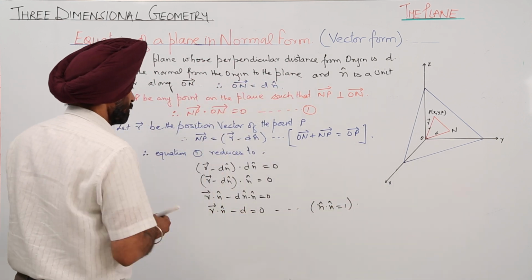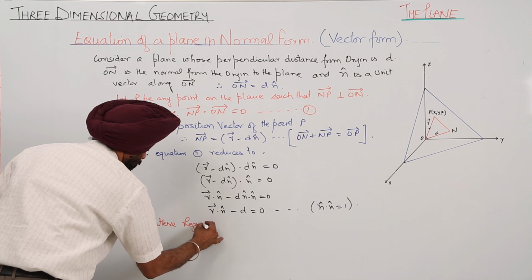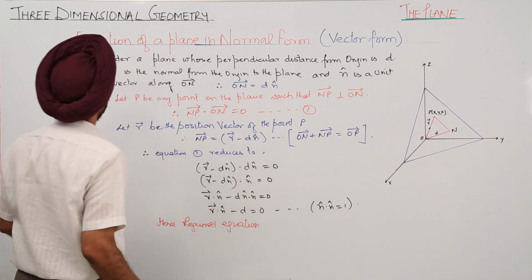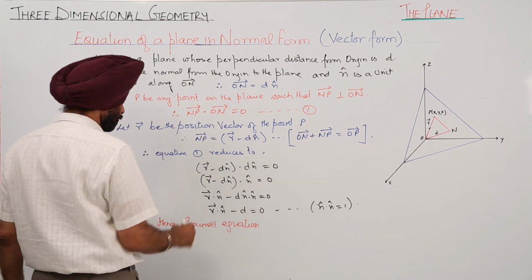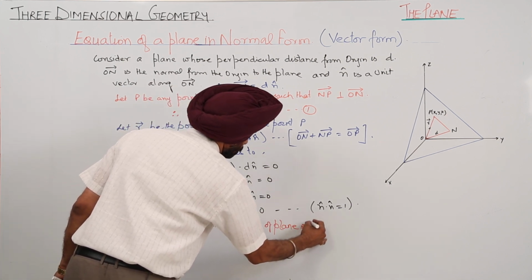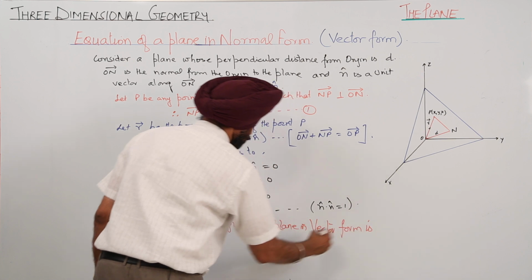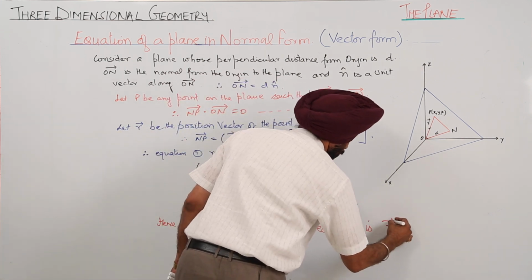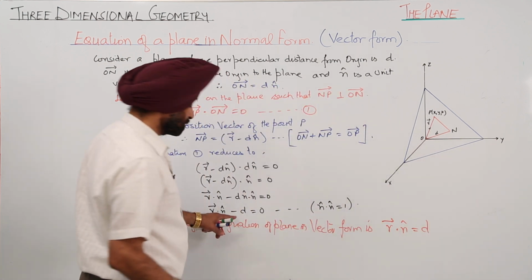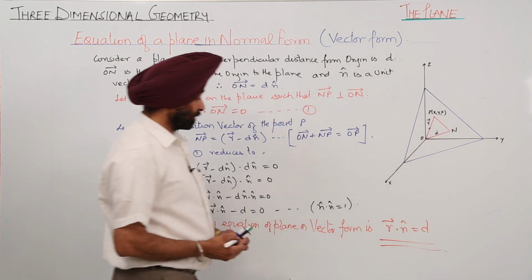Hence required equation. Now equation of a plane in the normal form, hence required equation of plane in vector form is vector r dot n cap is equal to d. So it is negative of d, so we can write it is equal to d. So this is the equation which we have to remember.